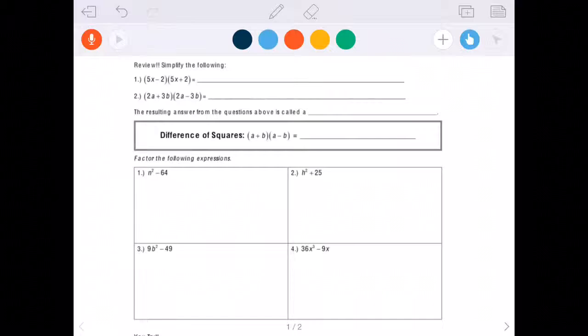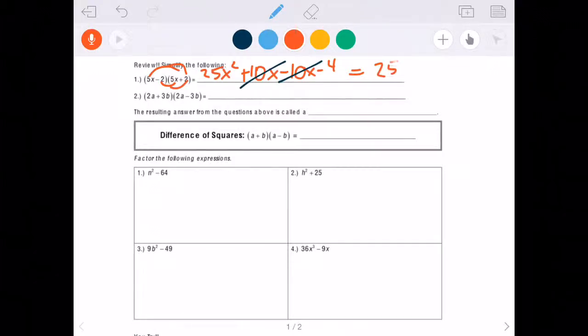If you remember, if we FOIL this, let's see what we get. 25x squared plus 10x minus 10x minus 4. I got that by FOILing. As you can see, these middle terms are going to cancel. So your answer would be 25x squared minus 4.